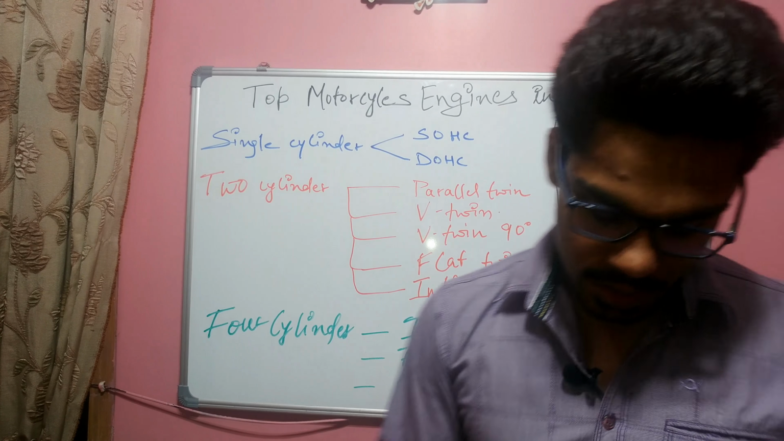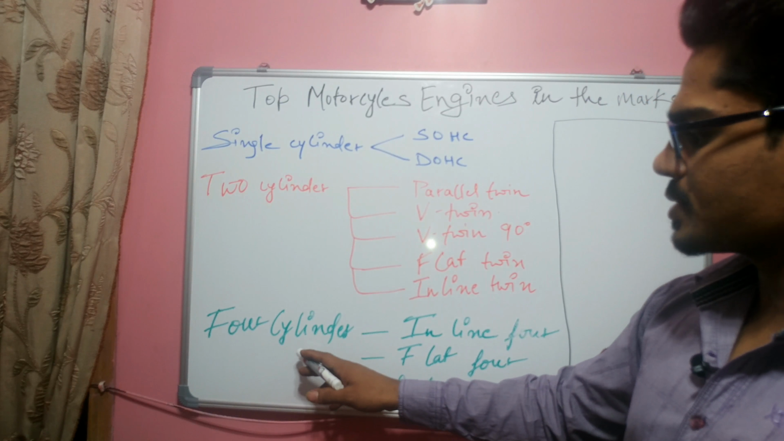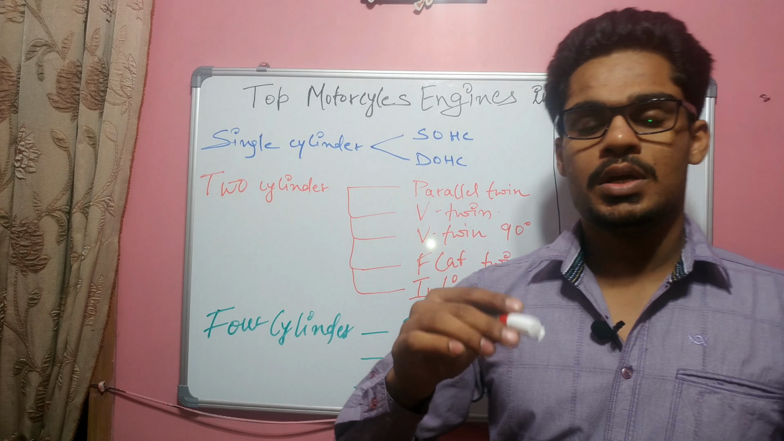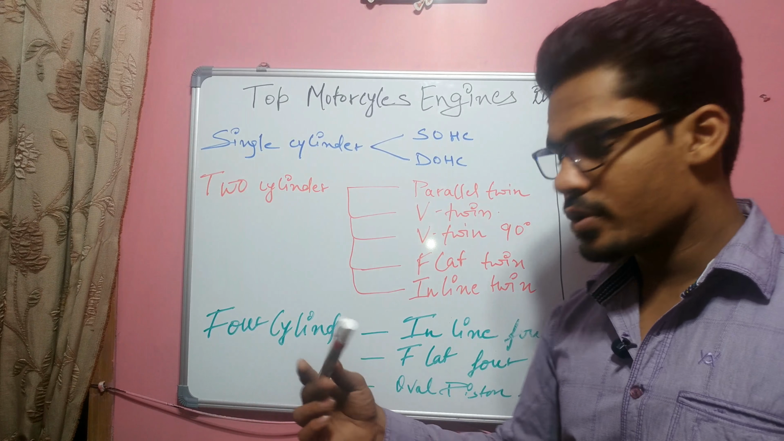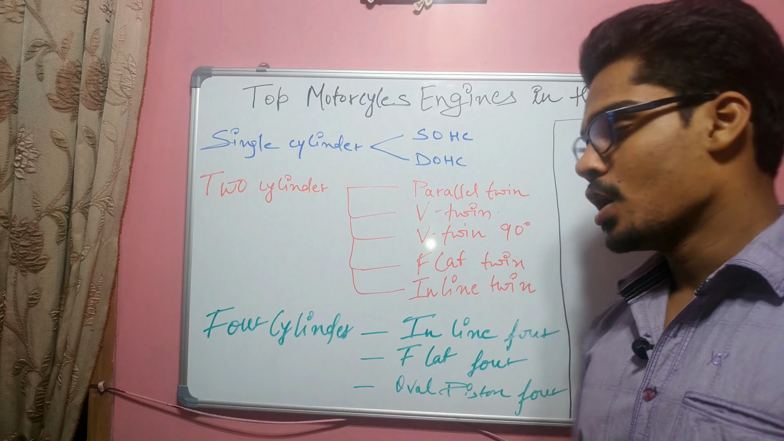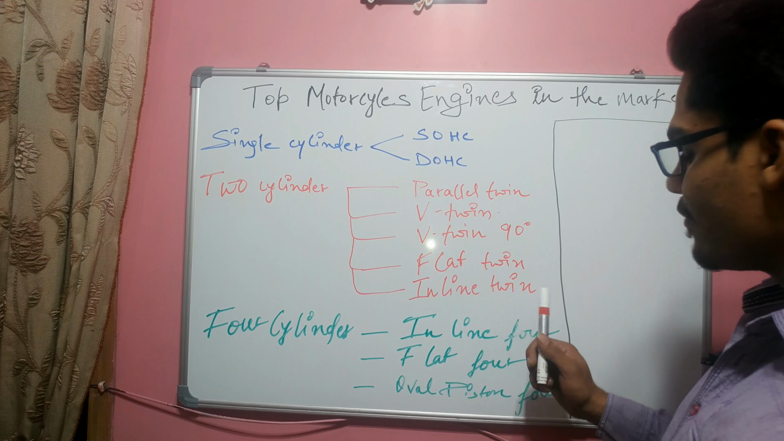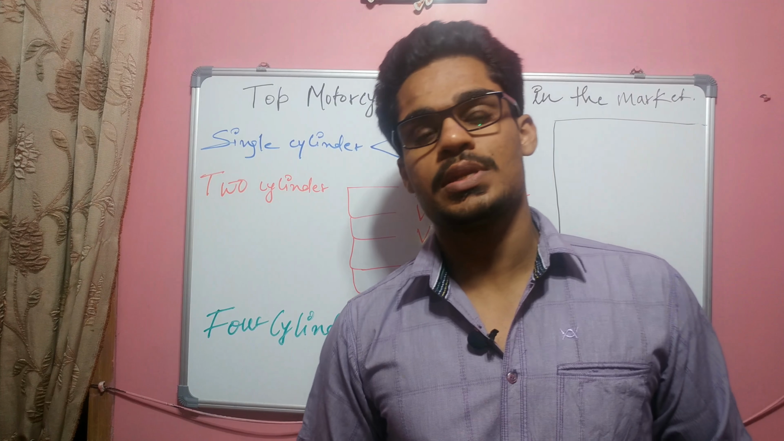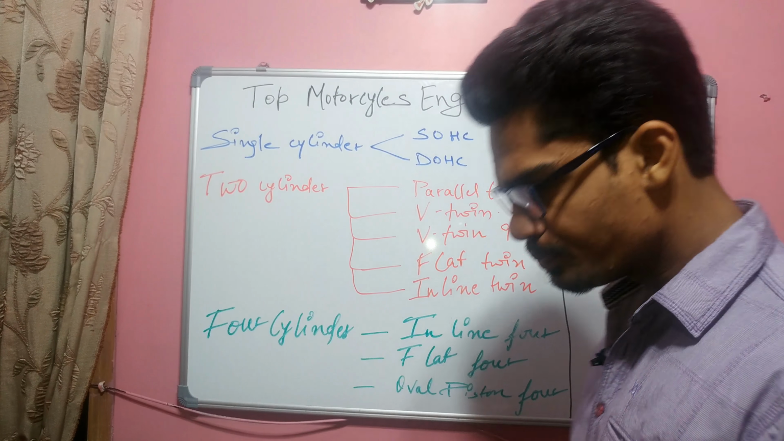Now we have the 4-cylinder setup. So guys, 4-cylinder setups are generally found in 650 or 500cc motors. Like we took an example of the CBR 650F. The CBR 650F comes with an inline 4-cylinder. That is the cheapest inline 4-cylinder available in the market.